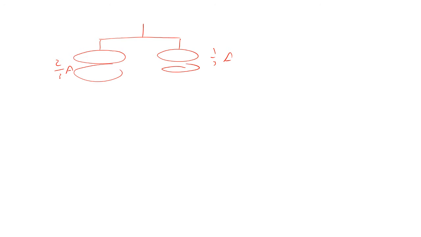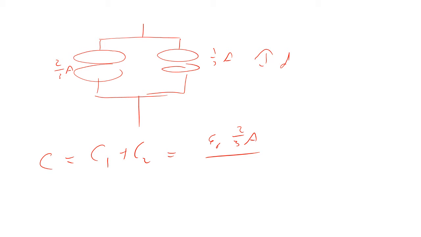So we break it so that it's exactly the same here. So this is the same D. Okay, so we know that the total capacitance is going to be equal to C1 plus C2, because I already talked about how parallel capacitors work. And so what we've got here is epsilon naught 2/3 A over D plus epsilon naught 1/3 A over D. So all that together is just epsilon naught A over D.